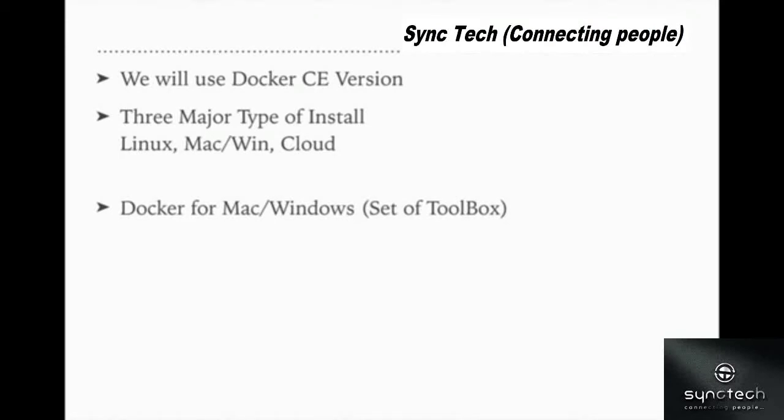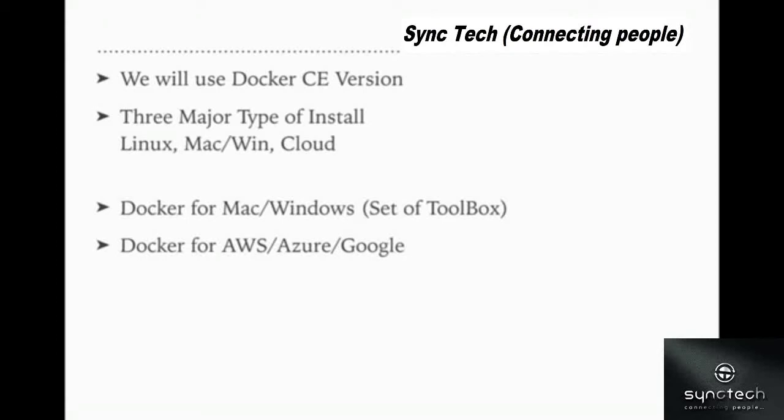You can directly download the Docker and install it on your Linux machine. The third type of installation is the cloud. So we have seen Docker is available for different cloud machines like AWS, Microsoft Cloud, and Google Cloud.